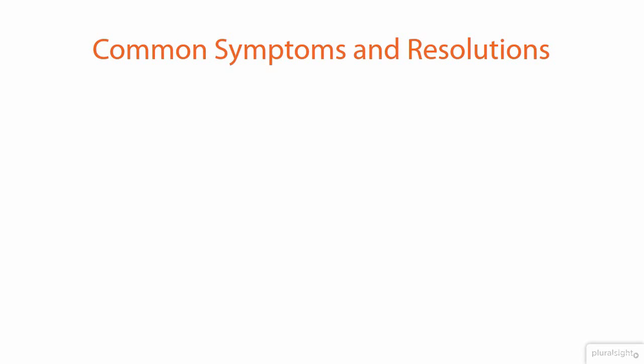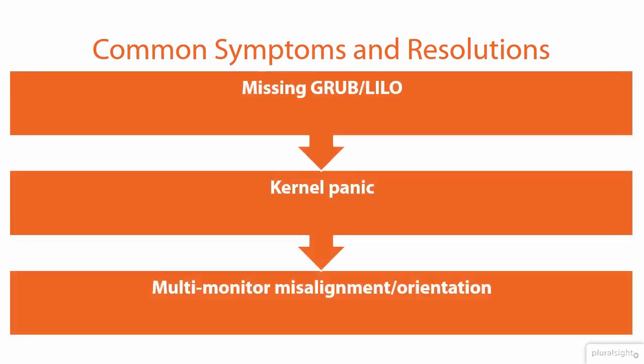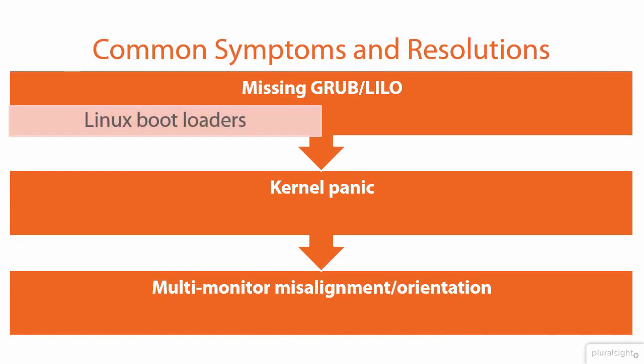This is the final screen here, so let's rejoice together. Again, from the What Are You Thinking CompTIA files, we have missing Grub or Lilo. Grub and Lilo are boot orchestrators for Linux, okay? They're Linux bootloaders.